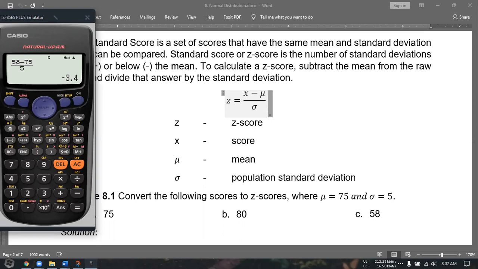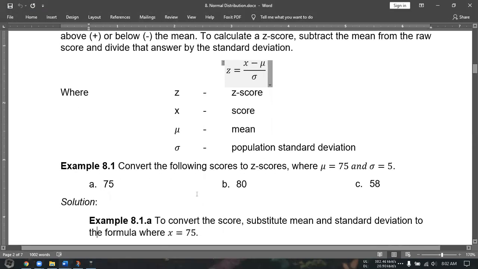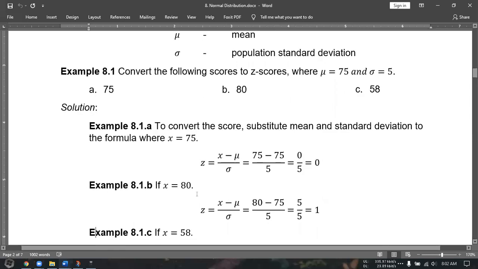Any question about the conversion from raw scores to z-scores? I need a response. None po. Thank you.